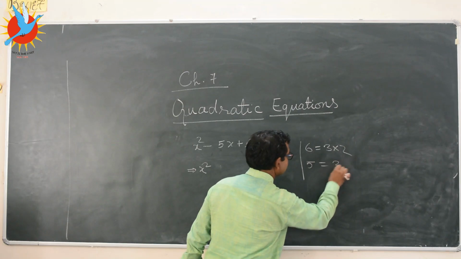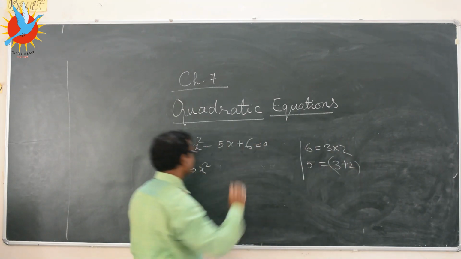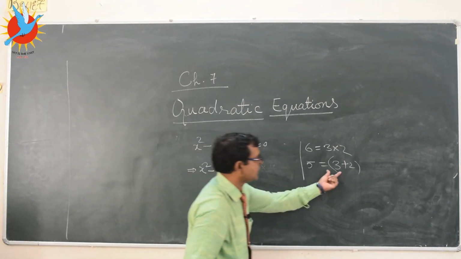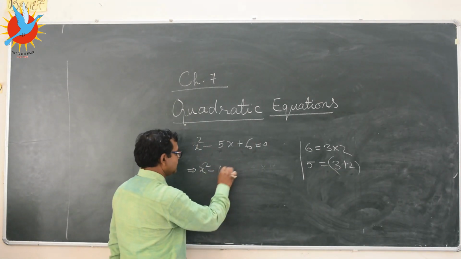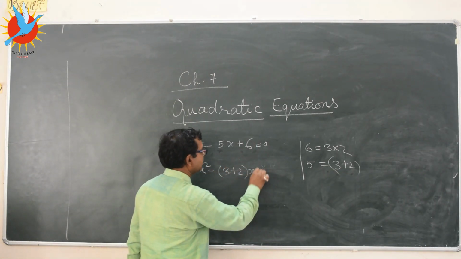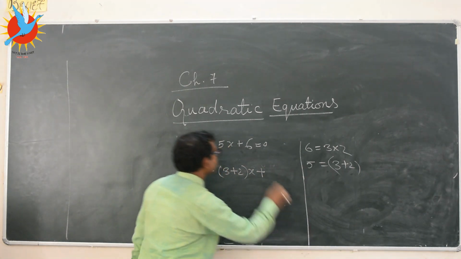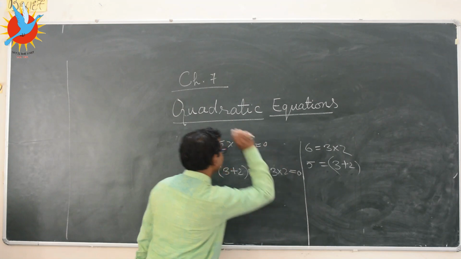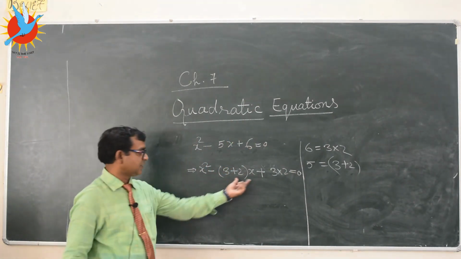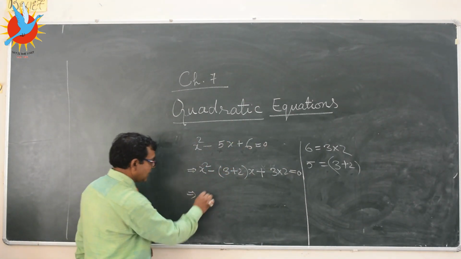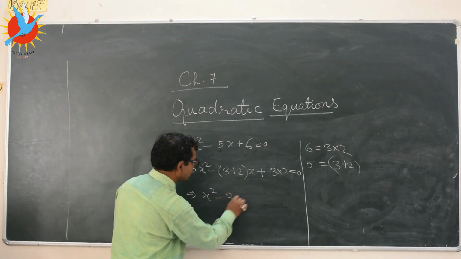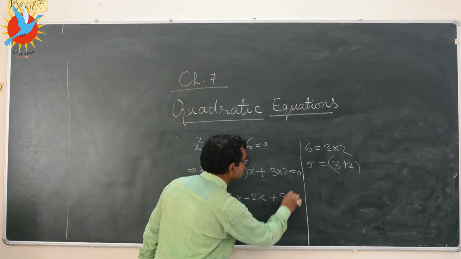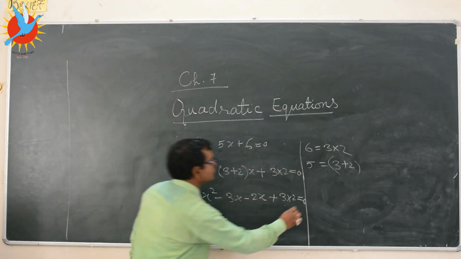Now what we have, x square, at the place of 5 you can write 3 plus 2. So here will be 3 plus 2 multiplied by x, and at the place of 6 you can write 3 into 2 equal to 0. Split this middle term, you will have x square minus 3x minus 2x plus 3 into 2 equal to 0.